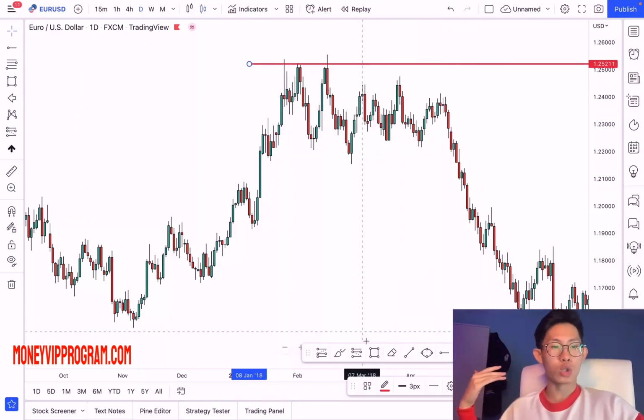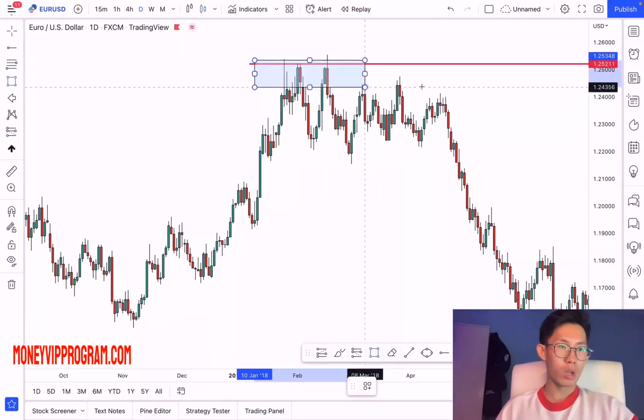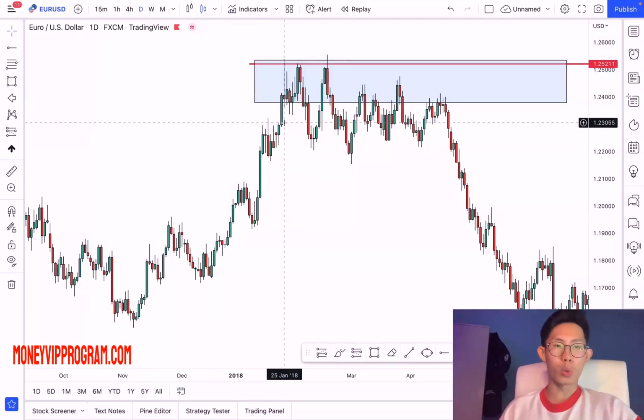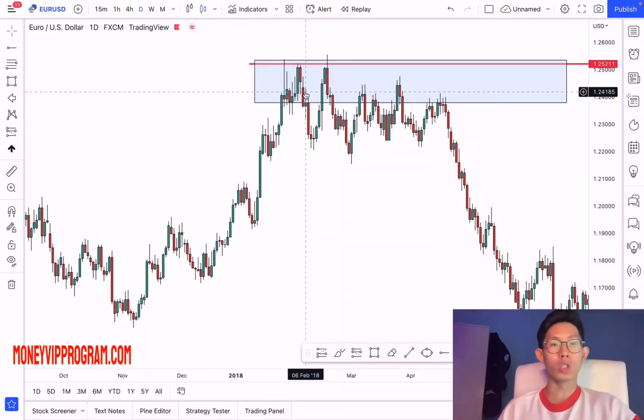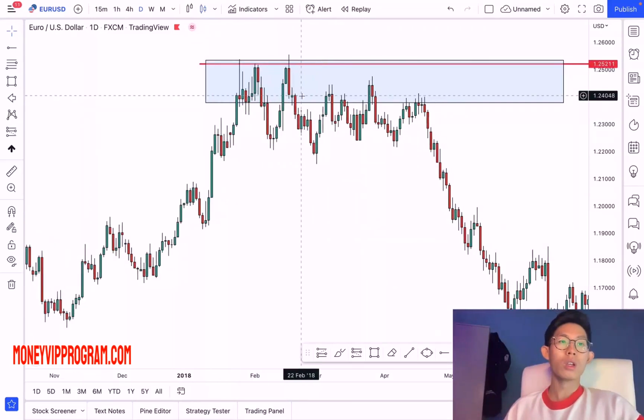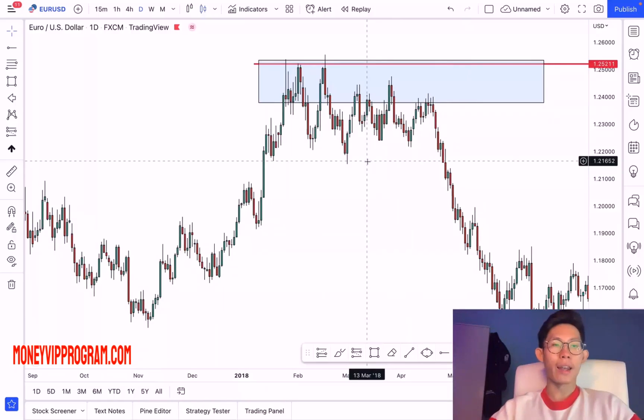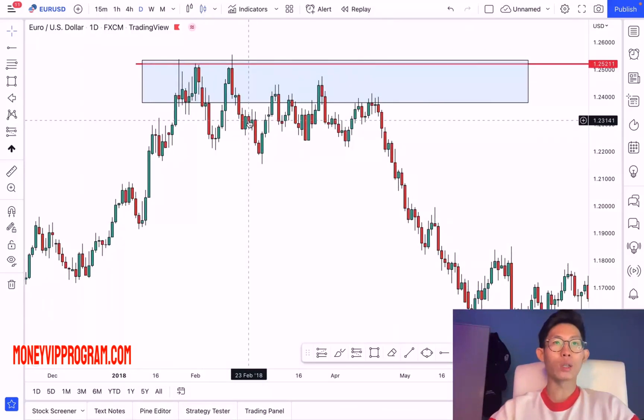So you guys must draw a thin box around it because your support and resistance levels are an area. Once you draw a box, you will know that right now price is approaching the resistance zone. So somewhere around here we should be looking to sell it down. So when price is at a resistance level, you should be looking to sell.